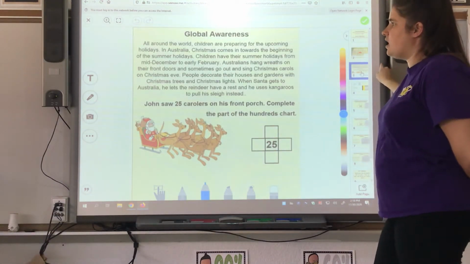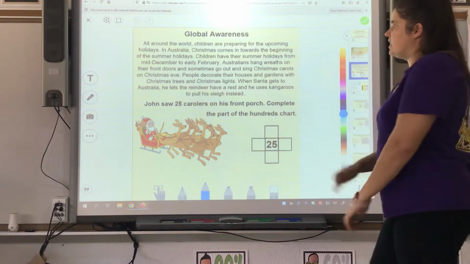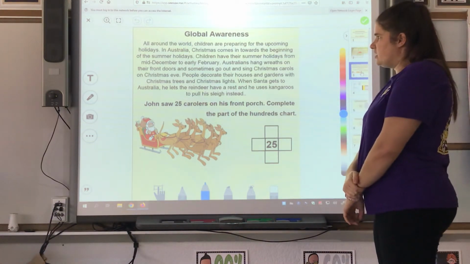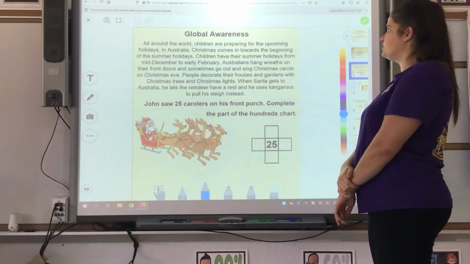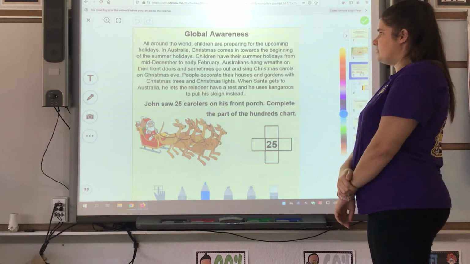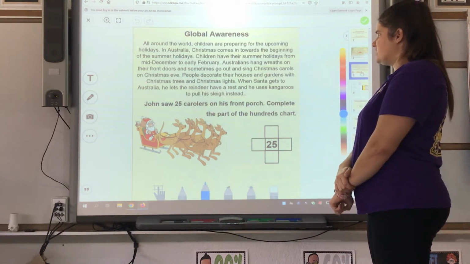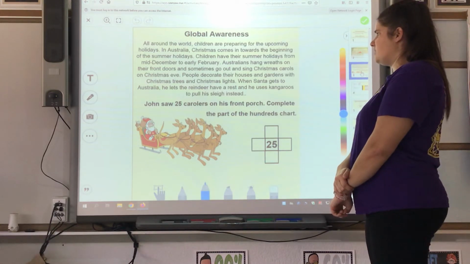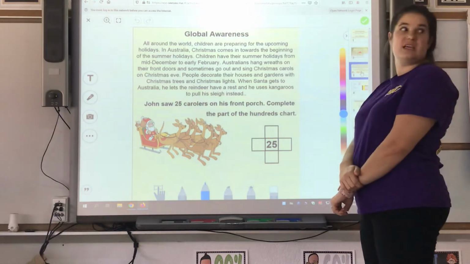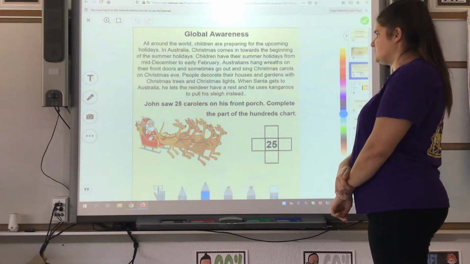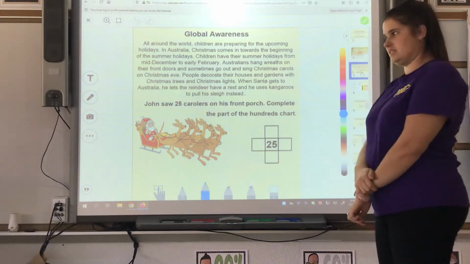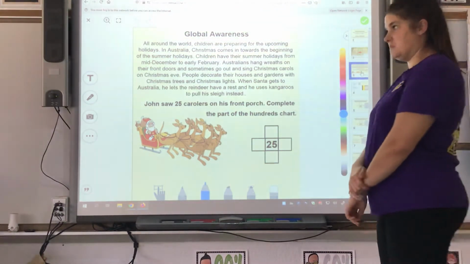Our global awareness. All around the world, children are preparing for the upcoming holidays. In Australia, Christmas comes towards the beginning of the summer holidays. Children have their summer holidays from mid-December to early February. Australians hang wreaths on their front doors and sometimes go out and sing Christmas carols on Christmas Eve. People decorate their houses and gardens with Christmas trees and Christmas lights. When Santa gets to Australia, he lets the reindeer have a rest and he uses kangaroos to pull his sled instead. He uses kangaroos. That's interesting.